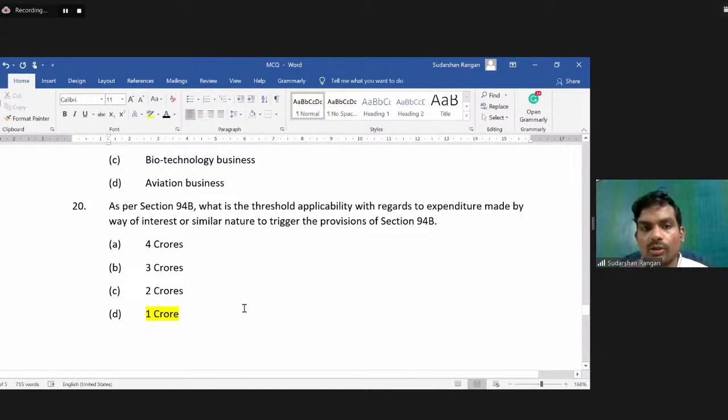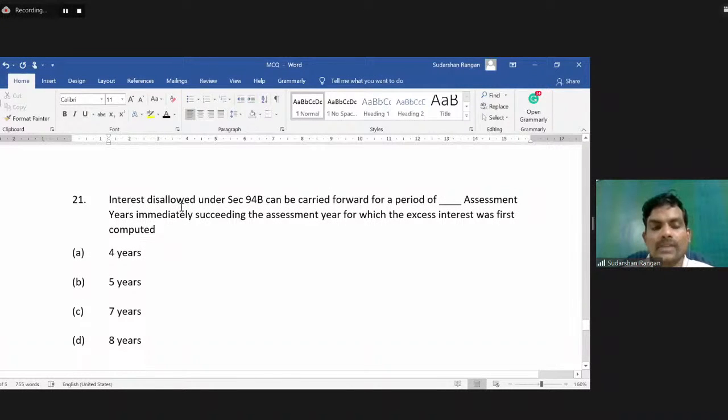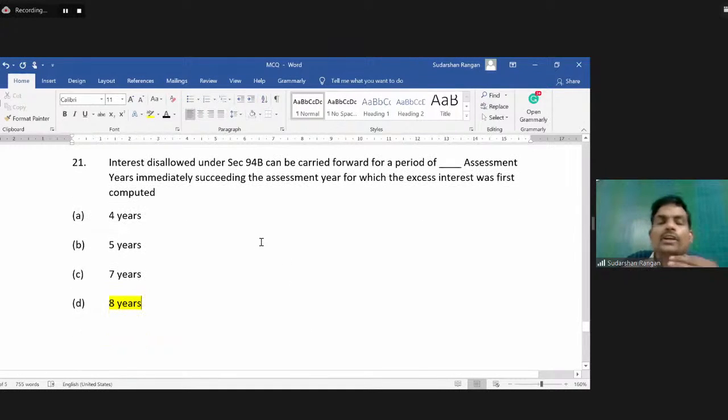But if you pay more than 1 crore, 94B will kick in, and you have to ensure that your interest payment is up to 30% of the EBITDA. If it is more than 30% of EBITDA, the balance will be disallowed. The disallowed portion can be carried forward for a period up to 8 years. So you can keep carrying forward up to 8 years, and you can keep setting it off in the subsequent years. But every year you should ensure that it is in the 30% range. So this is the benefit available, a slight benefit given to 94B disallowance.